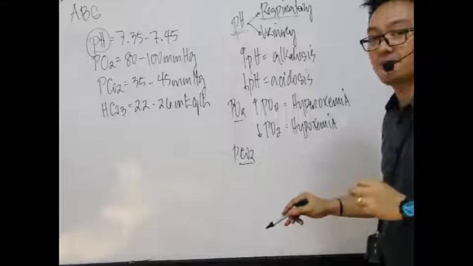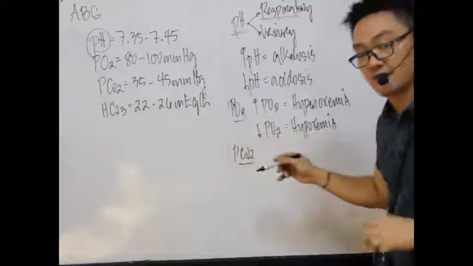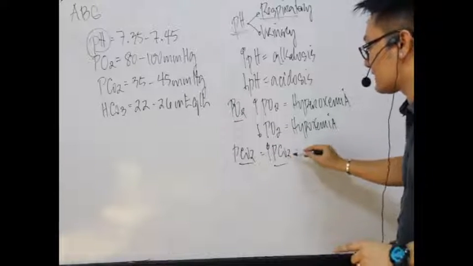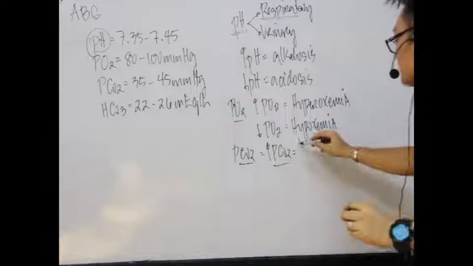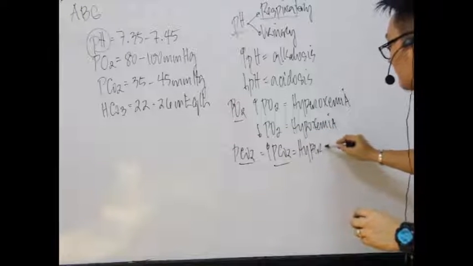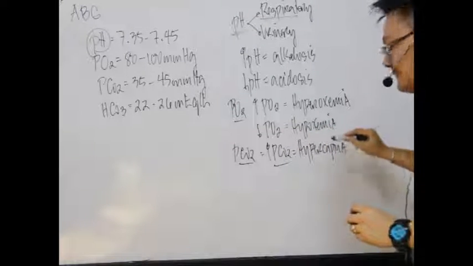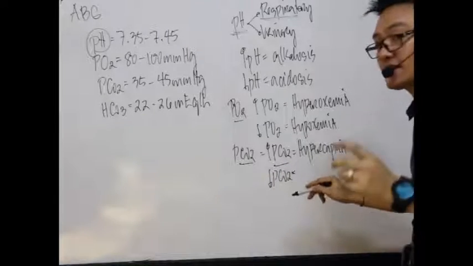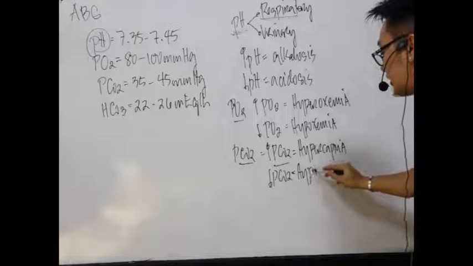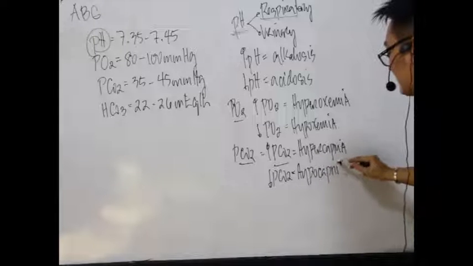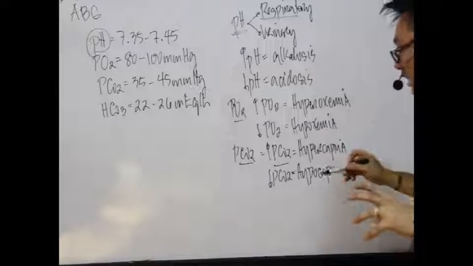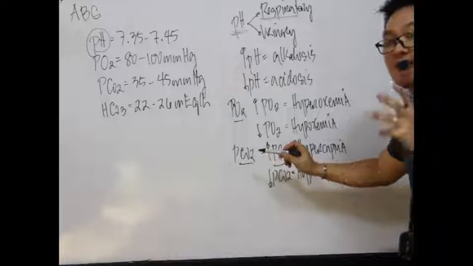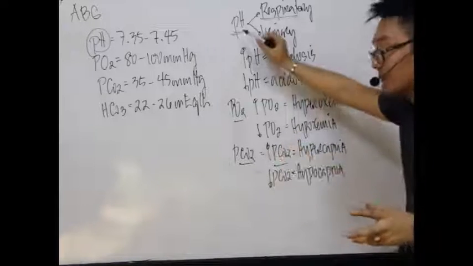Now, another thing is your partial carbon dioxide pressure. The normal partial carbon dioxide is 35 to 45. Remember this. If there is an increase in the partial carbon dioxide pressure, you call the condition as your hypercapnia. Can you follow? A decrease in the partial carbon dioxide pressure, you call that as your hypocapnia. Question. What would be the effect of your carbon dioxide imbalance or alteration with your pH?